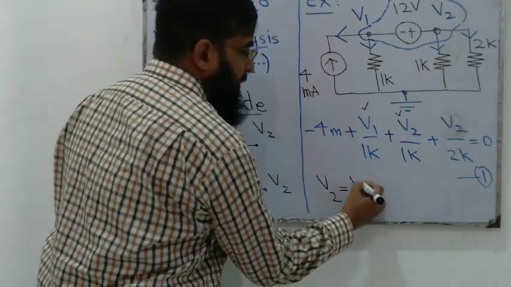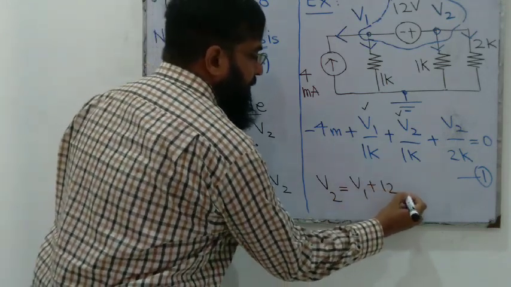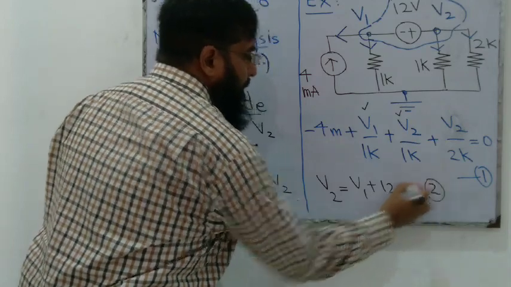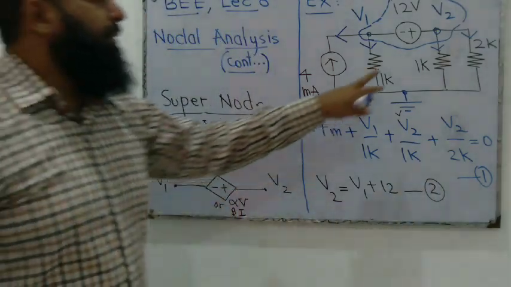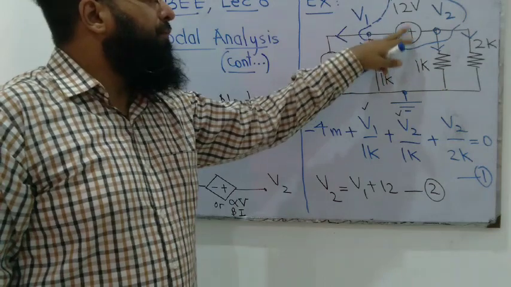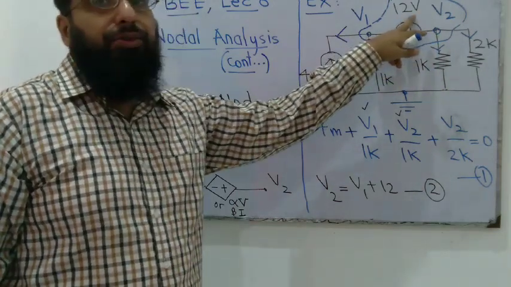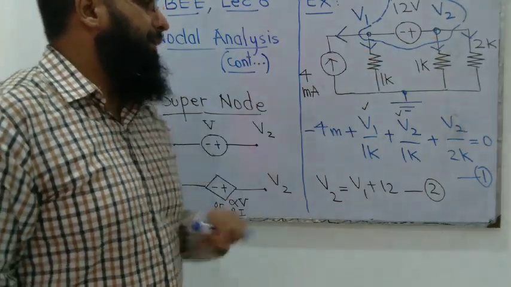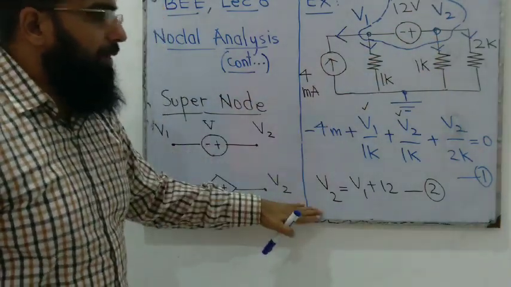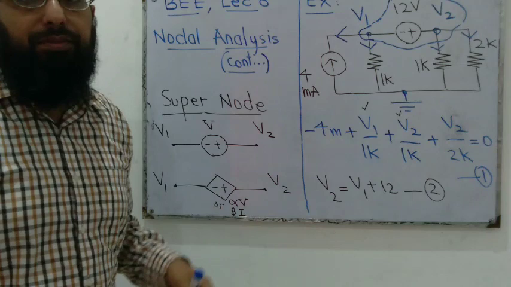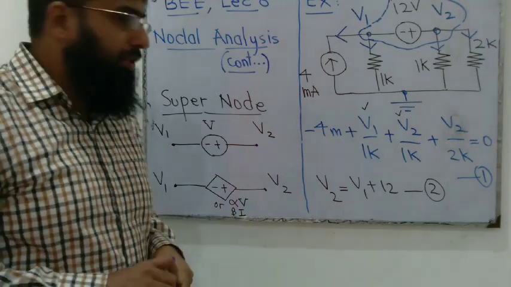V2 is V1 plus 12, because the positive end of this voltage source will be 12 volts, equal to its magnitude, higher than its negative end. So now we have two equations and two variables. We can solve them simultaneously to find the values of V1 and V2.